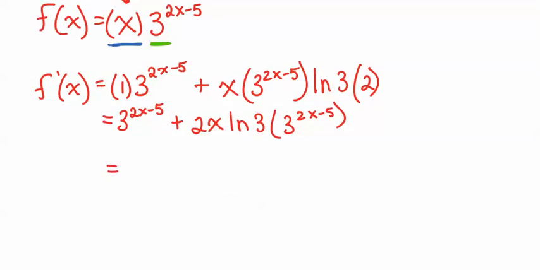And we should always factor if we can. So if you look at what they both have in common, they've got this and this in common. So let's factor out a 3 to the 2x minus 5, and we're left with 1 plus 2x ln 3.